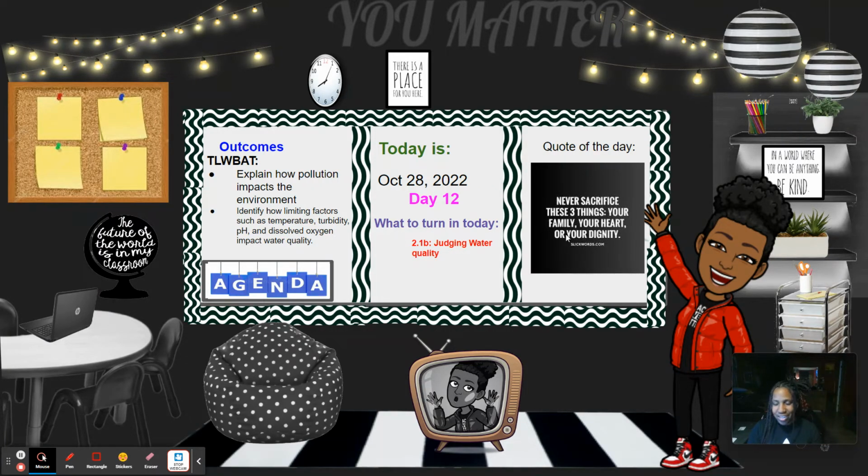And here's our quote of the day, because I know there was a part about how you motivate students. What I do every day when we come into class is we have our quote. We go over it and I'll read it to them. I'll say something like, never sacrifice these three things: your family, your heart, or your dignity. And then I always give them a word of advice, because that's one thing I always wished I had when I was growing up, was somebody to give me some advice. So anyway, that's me.